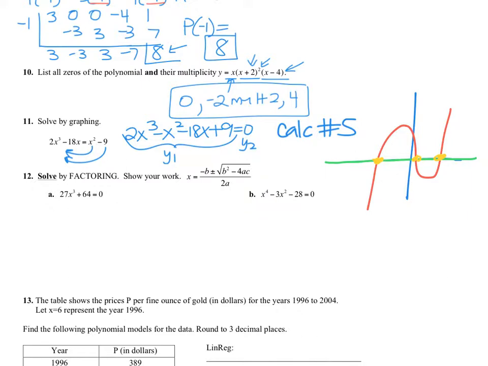So second trace, calculate number 5, the intersect. What I like to do is just let the calculator find the first one first, whichever one it wants to. So I just hit enter 3 times, and it found that one in the middle for me. X equals 0.5.